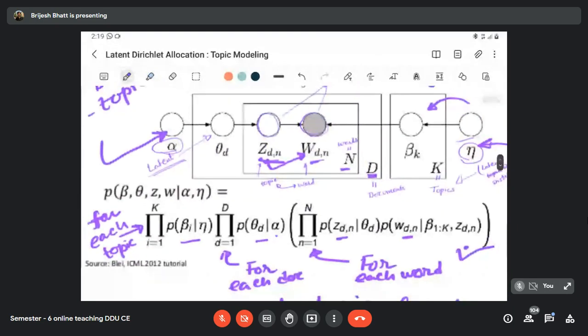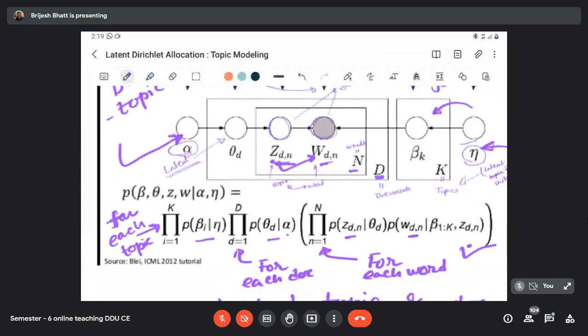So the entire story can be summarized in this strange form, a bit scary formula. So what we are doing is, we want to calculate the probability of all the unknowns, beta, theta, z, w, given alpha and eta. Right? We said that these are the latent parameters that we assume. So alpha and eta are the two parameters, and based on these two parameters, we want to calculate everything else. If you break it down, it is beta given eta, because the topic distribution beta comes from the underlying latent parameter eta, so that is the probability of beta.